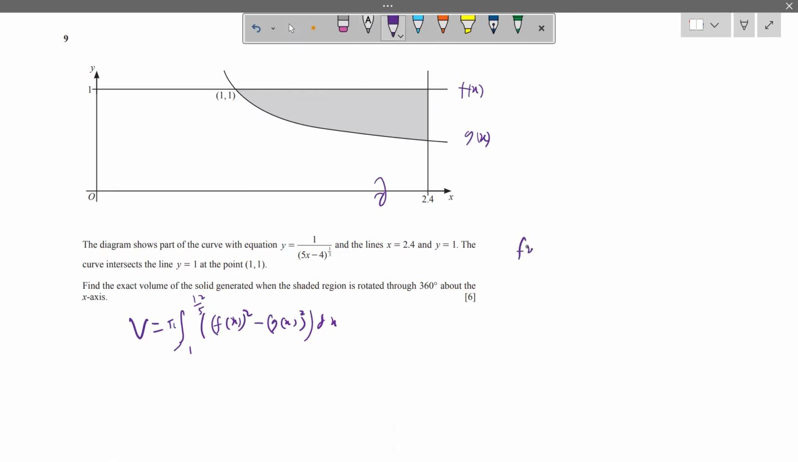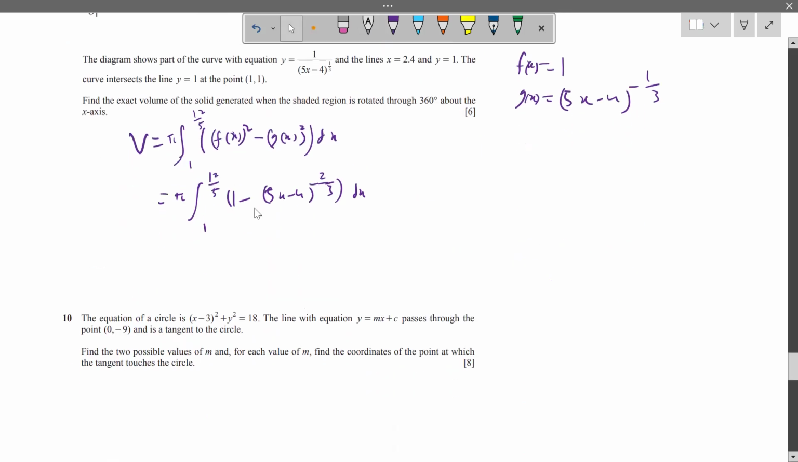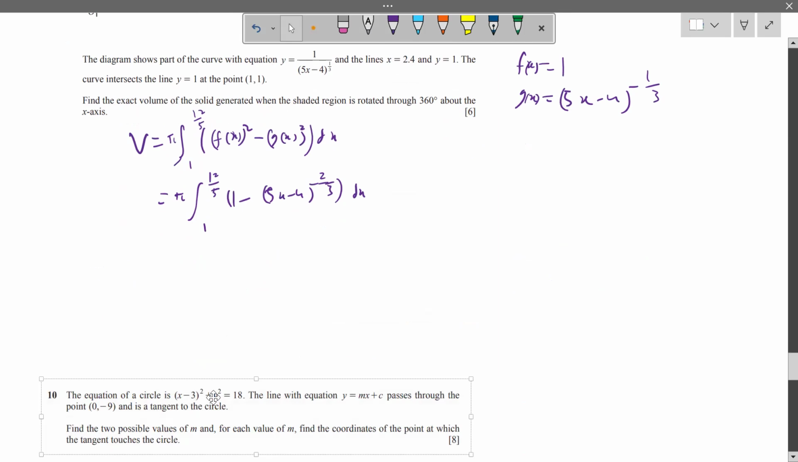All right. We know f(x) is equal to 1 and g(x) is equal to (5x minus 4) to the power of negative 1 over 3. So the volume is pi times the integral of 1 minus (5x minus 4) to the power of negative 2 over 3 dx. So this integral here is quite easy to calculate.